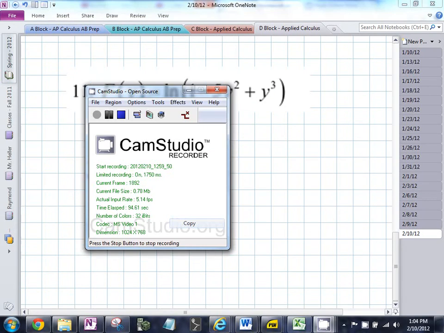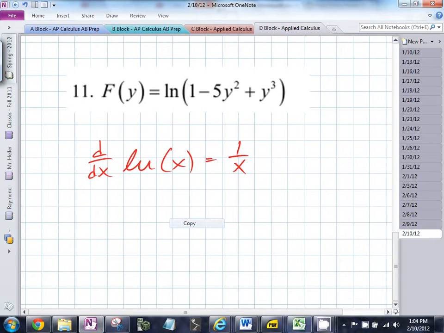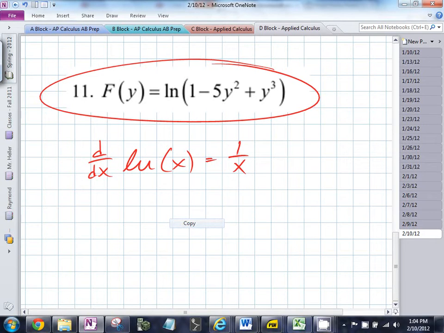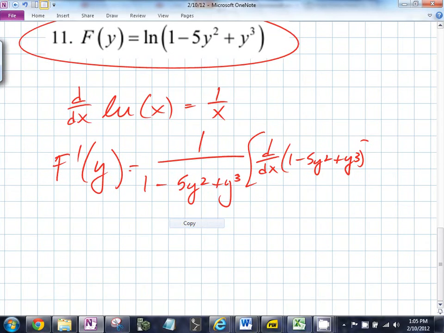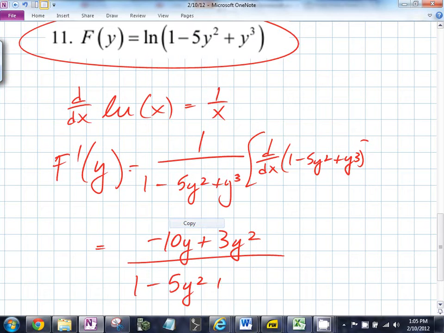Yeah. Derivative of ln x is 1 over x. What rule, kids in the back, are you going to have to use to do that one? The chain rule. So f prime is going to be 1 over 1 minus 5y squared plus y cubed, times the derivative of what? The inside, yeah, 1 minus 5y squared plus y cubed. So what does that turn out to be? It turns out to be negative 10y plus 3y squared, all over 1 minus 5y squared plus y cubed.